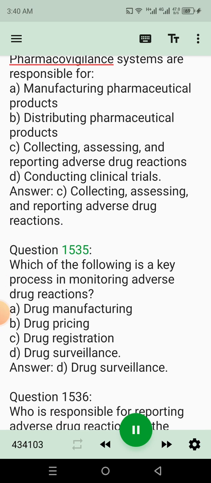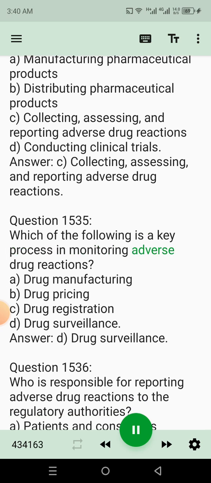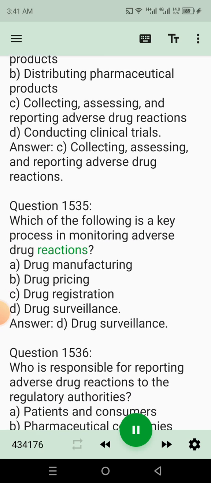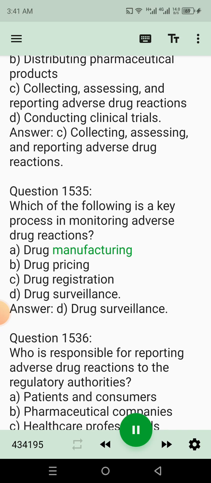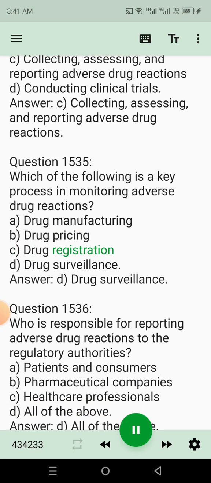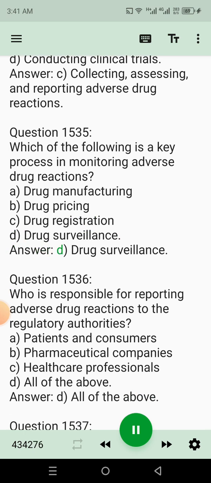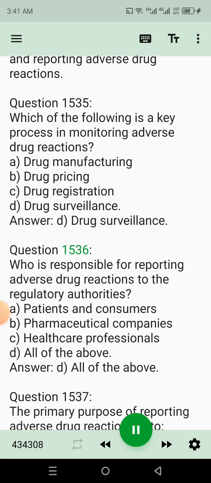Question 1535. Which of the following is a key process in monitoring adverse drug reactions? A. Drug manufacturing. B. Drug pricing. C. Drug registration. D. Drug surveillance. Answer. D. Drug surveillance.